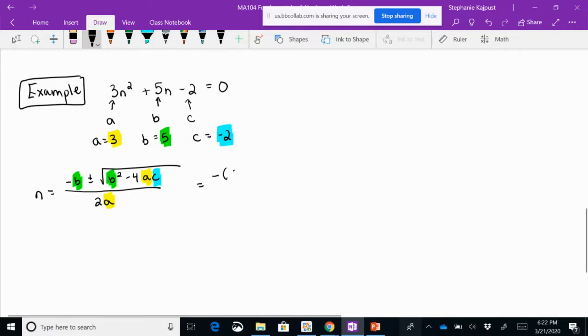So I have a negative, and then I put parentheses around each number that I'm plugging in. So that's a negative, and then the 5 plus or minus 5 squared minus 4 times 3 times -2. Now make sure when you're writing, your square root goes over everything. If you didn't make it long enough, then you have to make it longer. Make sure your fraction line is long enough. And then 2 times a, which is 3. So I'm just plugging in all of the numbers.